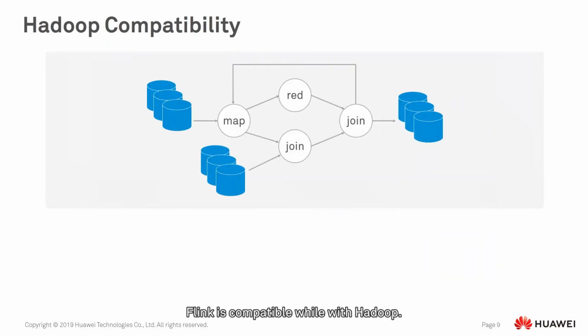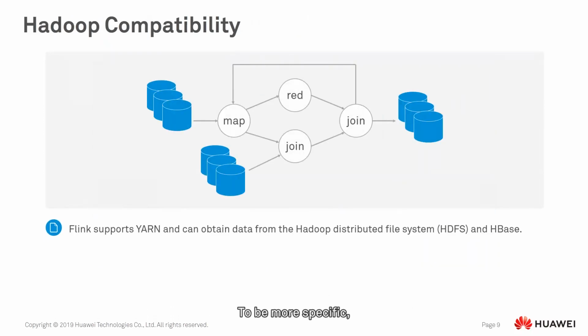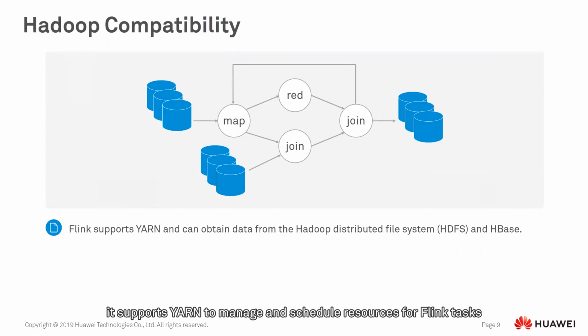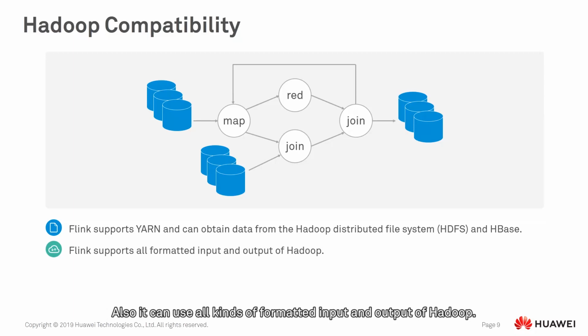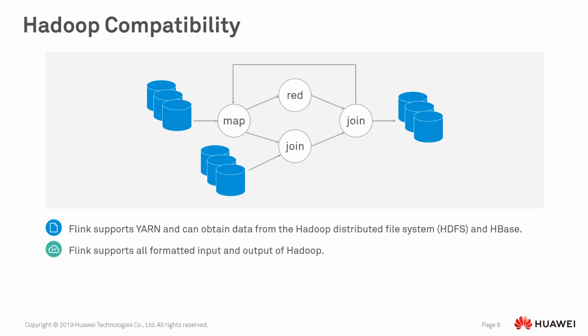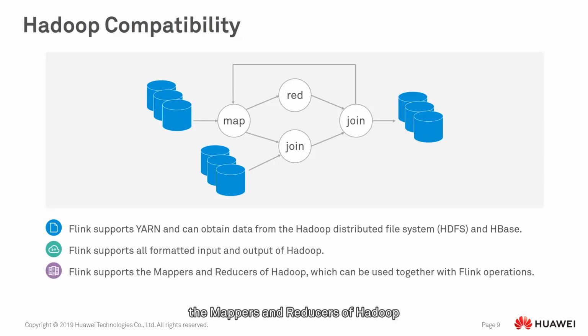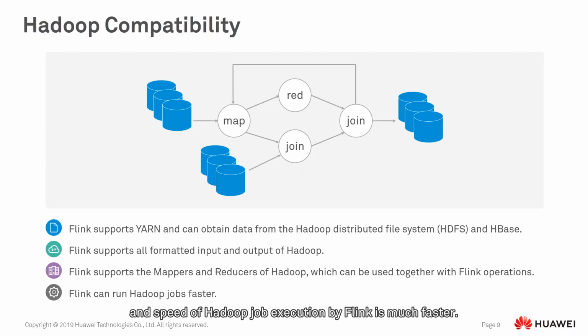Flink is compatible well with Hadoop. To be more specific, it supports Yarn to manage and schedule resources for Flink tasks, and can obtain data from HDFS and HBase. Also, it can use all kinds of formatted input and output of Hadoop. Besides, the mappers and reducers of Hadoop can be supported and used along with Flink operations, and the speed of Hadoop job execution by Flink is much faster.